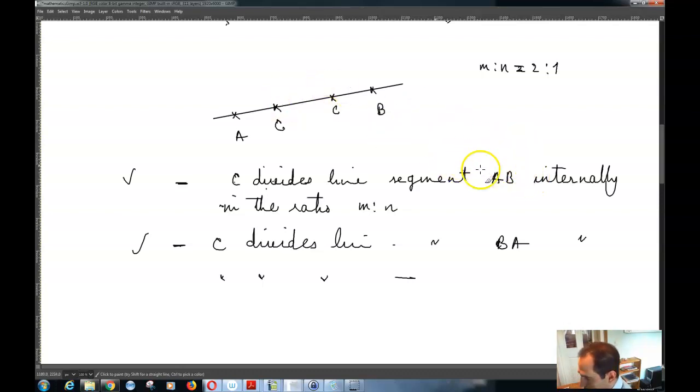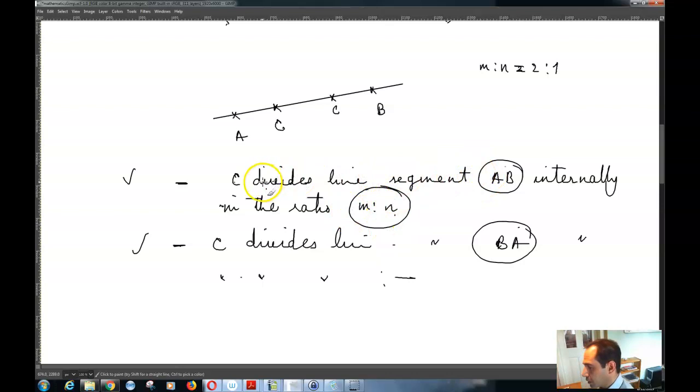In the first case, I'm saying that it's dividing the line segment AB internally in the ratio m to n. And in the second case, I'm saying that it divides the line segment BA internally in the ratio m to n. So the ratios are the same. Or you can keep the segment the same and change your ratio, saying AB but n to m, which would be a little bit confusing.